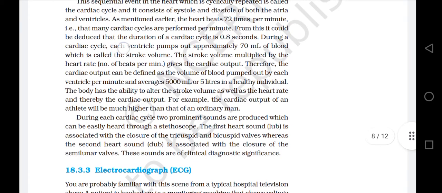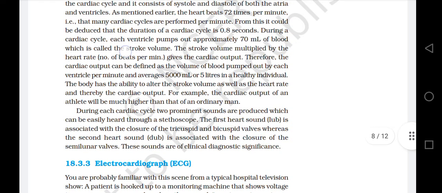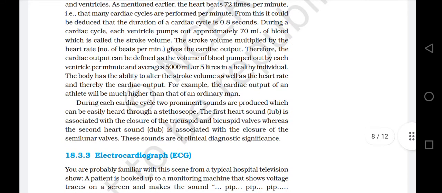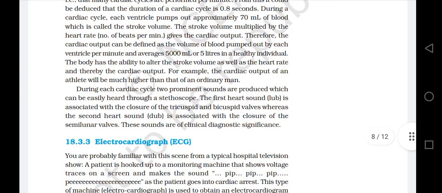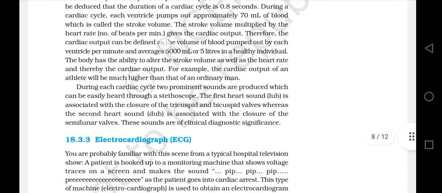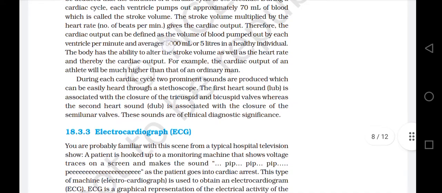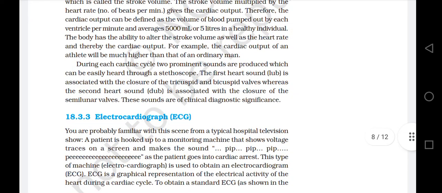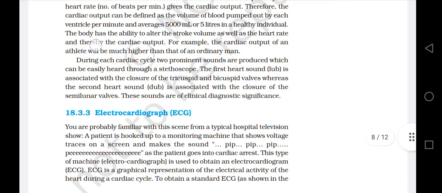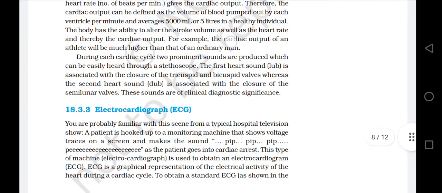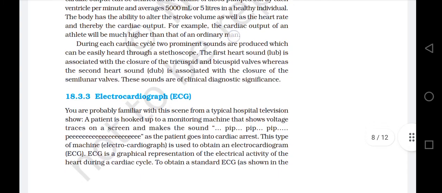During a cardiac cycle, each ventricle pumps out approximately 70 ml of blood, which is called the stroke volume. The stroke volume multiplied by the heart rate, the number of beats per minute, gives the cardiac output. Therefore, the cardiac output can be defined as the volume of blood pumped out by each ventricle per minute and averages 5000 ml or 5 liters in a healthy individual. The body has the ability to alter the stroke volume as well as the heart rate and thereby the cardiac output. For example, the cardiac output of an athlete will be much higher than that of an ordinary man.